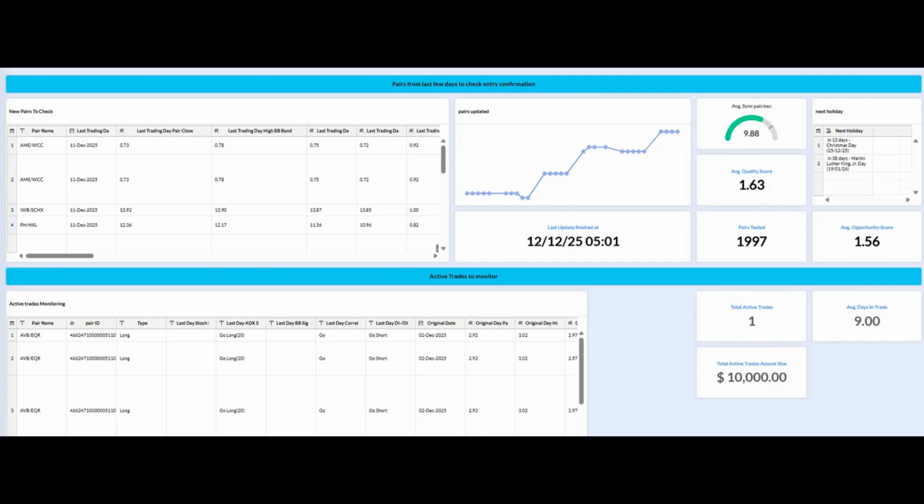In the next step, I use the indicators I built for the TradingView platform to validate the opportunity and make a confident trading decision.